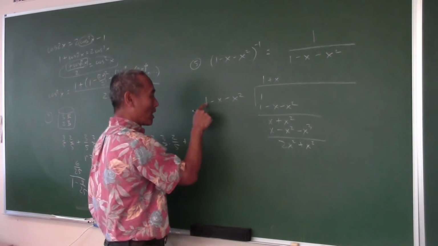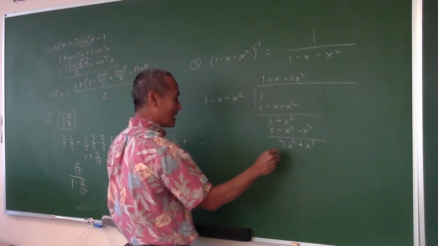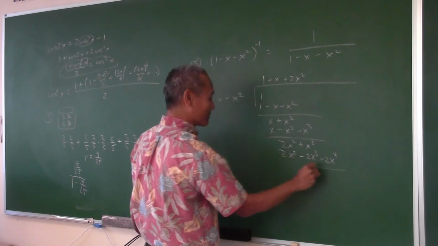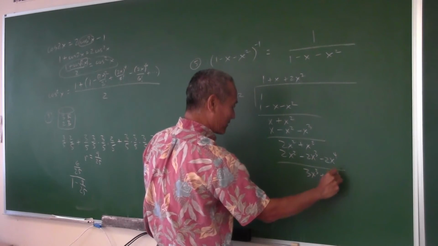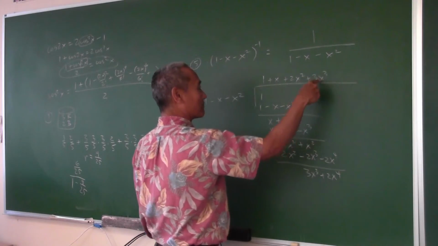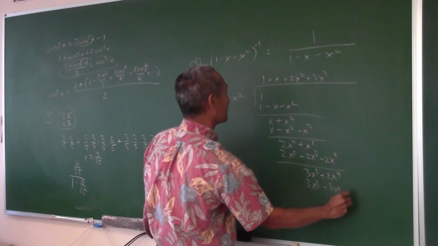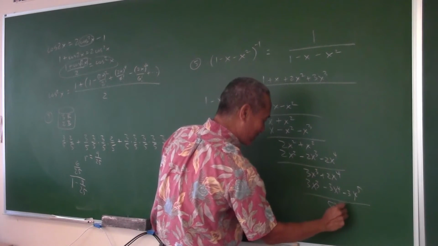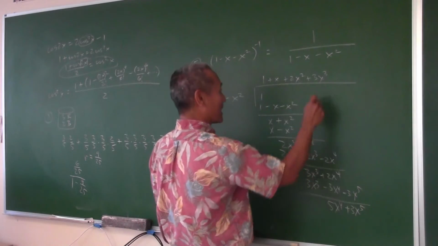Do it all over again. 1 goes into this how many times? 2x squared. Multiply that times the divisor. 2x squared minus 2x cubed minus 2x to the 4th. Subtract. 3x cubed plus 2x to the 4th. 1 goes into that how many times? 3x cubed. Multiply that times the divisor. 3x cubed minus 3x to the 4th minus 3x to the 5th. Subtract. 5x to the 4th plus 3x to the 5th. 1 goes into that how many times?